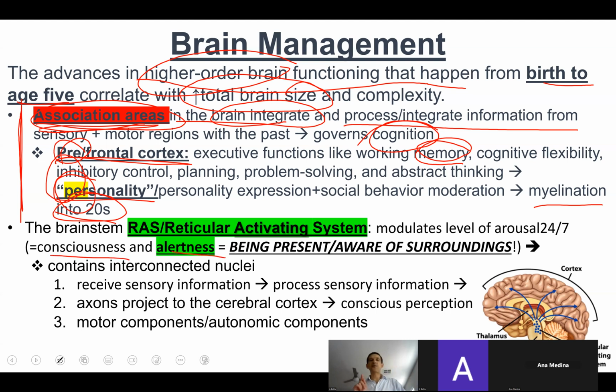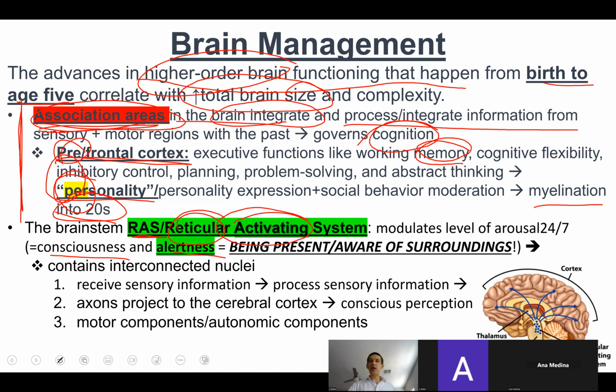So, consciousness and alertness. What is responsible for this is the area in the brain called the reticular formation, and part of it called the reticular activating system. Reticular means net-like, essentially a net-like structure. It provides that level of arousal 24/7, where you know what's happening around you. Hopefully you do, right? Patients may lose it after severe accidents and so on.